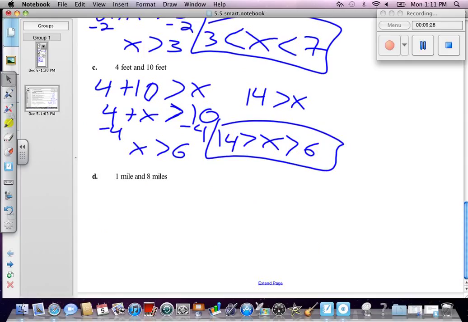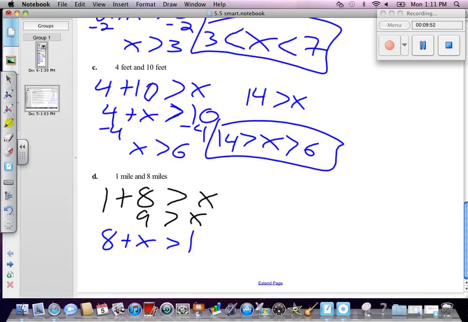All right, let's go over this. I get some people that are confused. So the first thing is easy, right? We always know it's 1 plus 8 is greater than x, so we know 9 is greater than x. So then the second part's harder, though. Which one is it going to be? I'm going to do 8, right? Because 8 is the bigger one. So I know 8 plus x has to be bigger than 1.